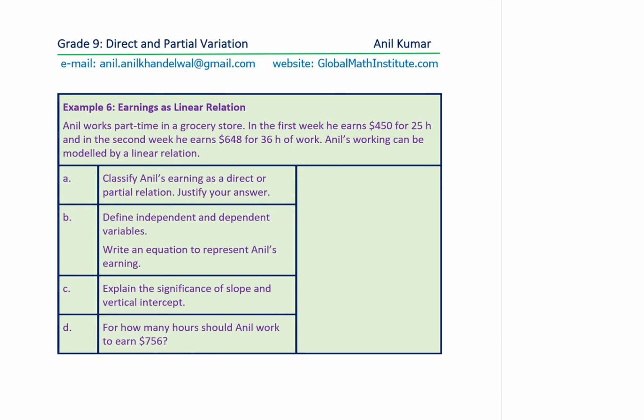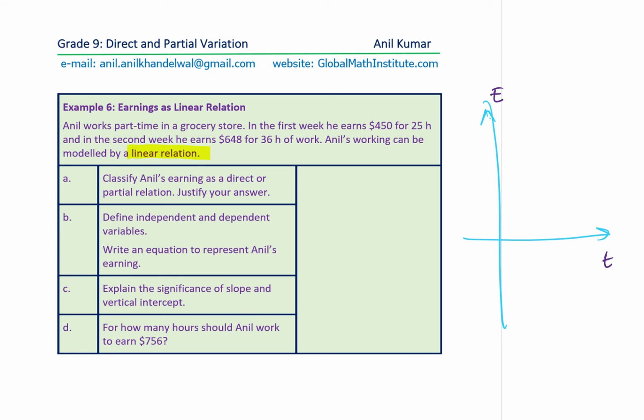The question here is, Anil works part-time in a grocery store. In the first week, he earns 450 for 25 hours, and in the second week, he earns 648 for 36 hours of work. Anil's earning can be modeled by a linear relation. So we have already been given that it is a linear relation, right? So since we know it is a linear relation, it could be direct or partial. So we're given 2 points here. When we are drawing the graph of this, we'll consider the time along the x-axis and earning along the y-axis, correct?